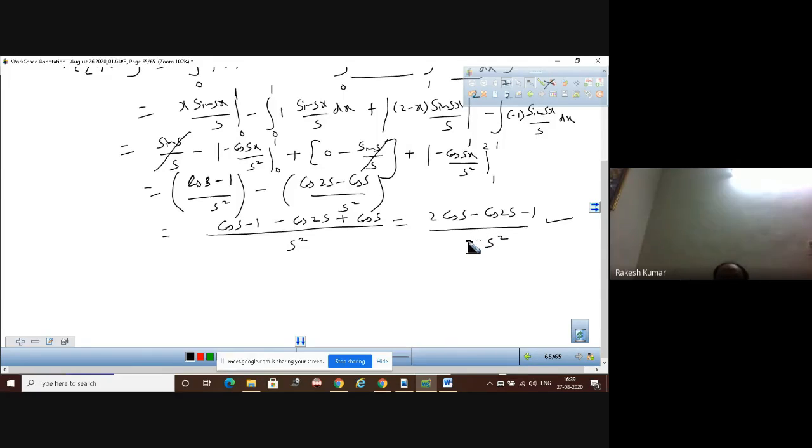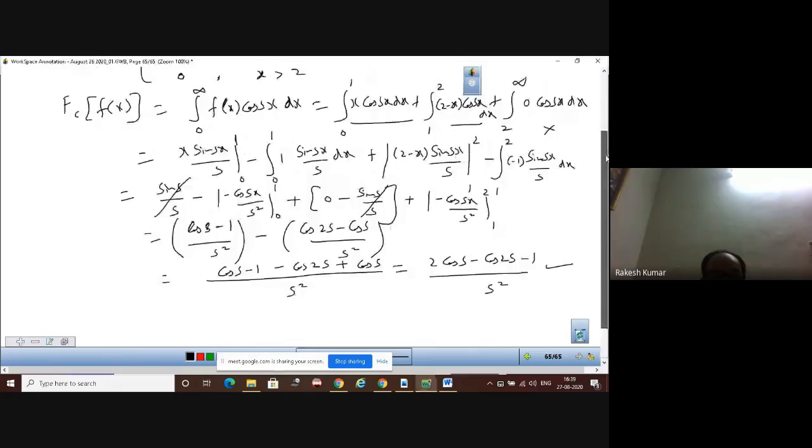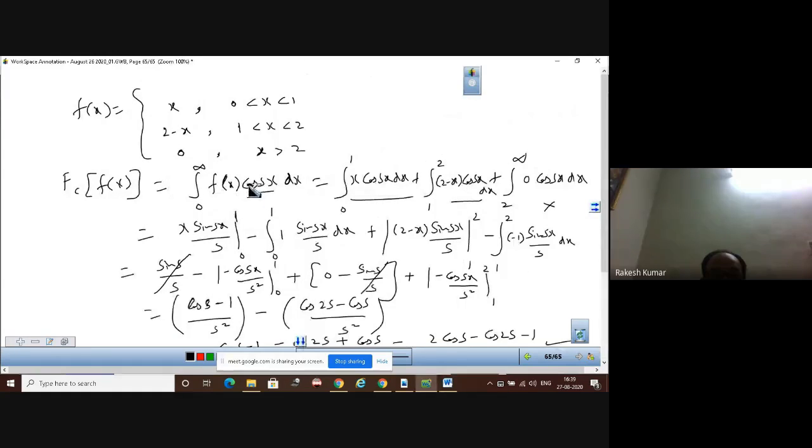In a similar manner, we can also find out the Fourier sine transform of a function by applying the sine formula. The only difference will be that in place of cos here, you will have to take sin sx. The remaining integration will be the same. So this is how to find out the Fourier sine transform and Fourier cosine transform of a function.